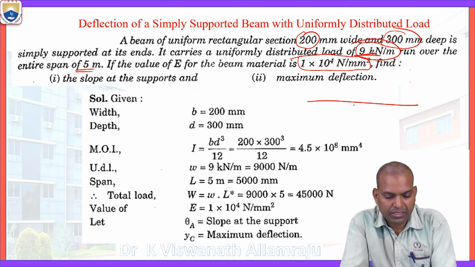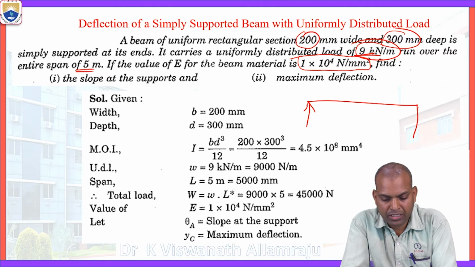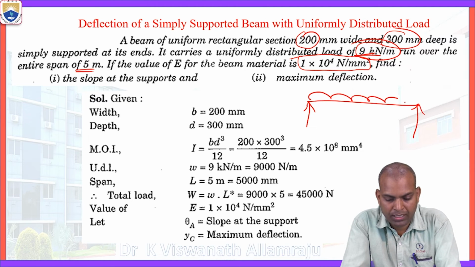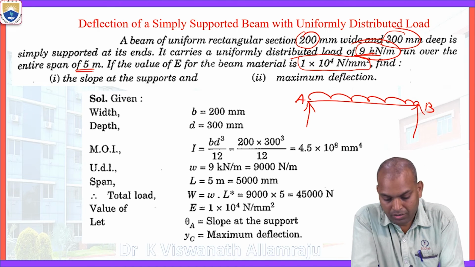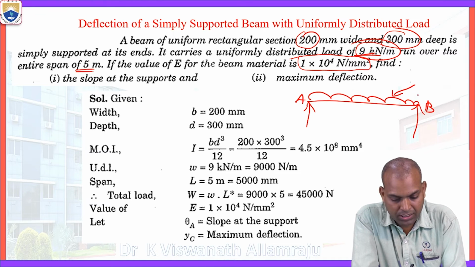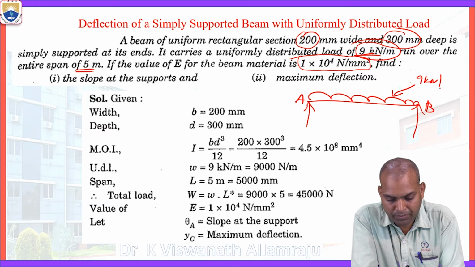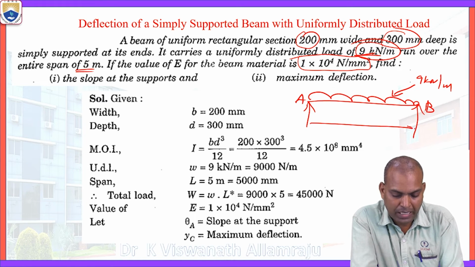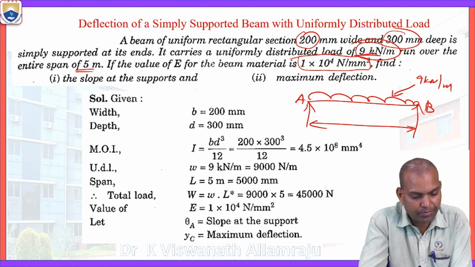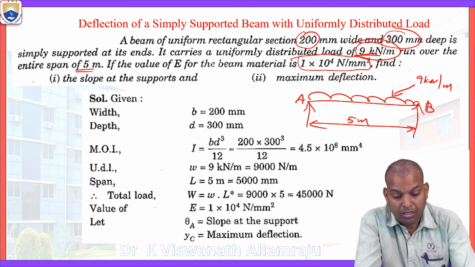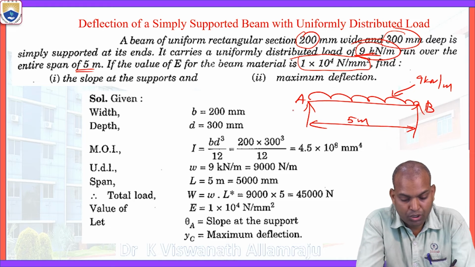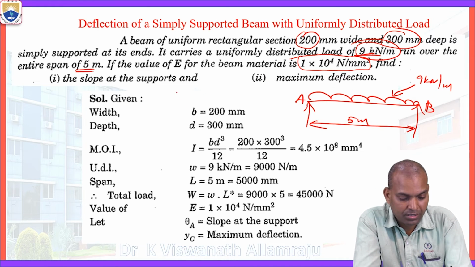So in the figure presentation, the UDL acts over supports A and B. Okay, alright. What is the load here? That is 9 kilonewton per meter. What is the span of the beam? The span is the entire span, that is 5 meters. Alright. Modulus of elasticity E value is given. E equal to 10 power 4 Newton per square millimeter.